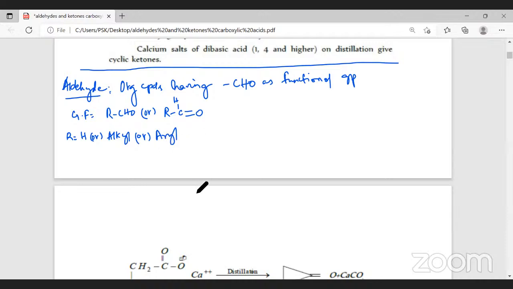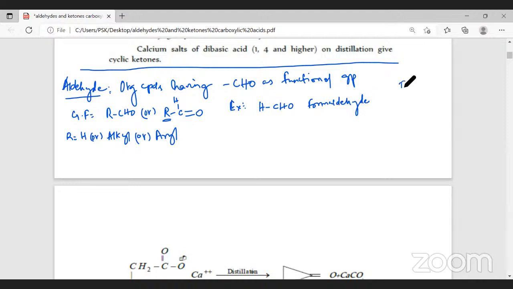Now, some of the examples for aldehydes. The first aldehyde we will learn, we will replace this R by hydrogen. When we replace this R by hydrogen, we get HCHO. This HCHO is commonly called formaldehyde.